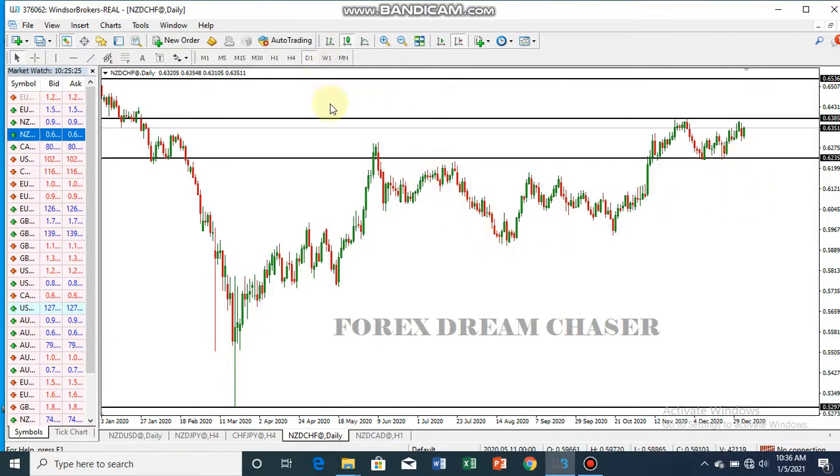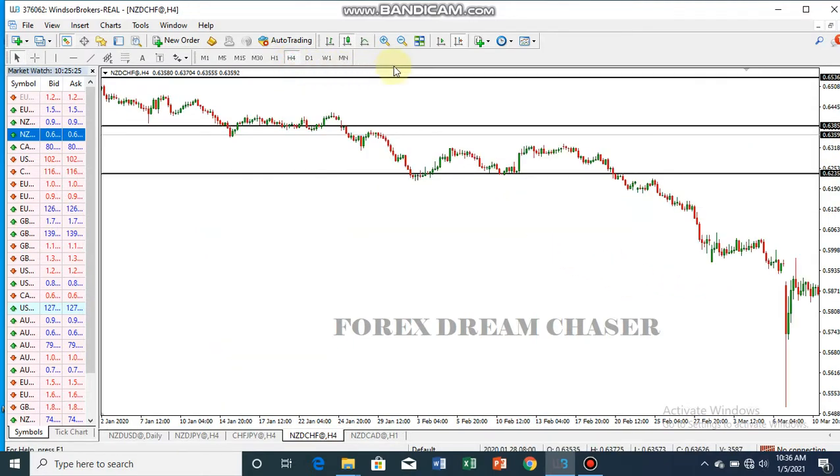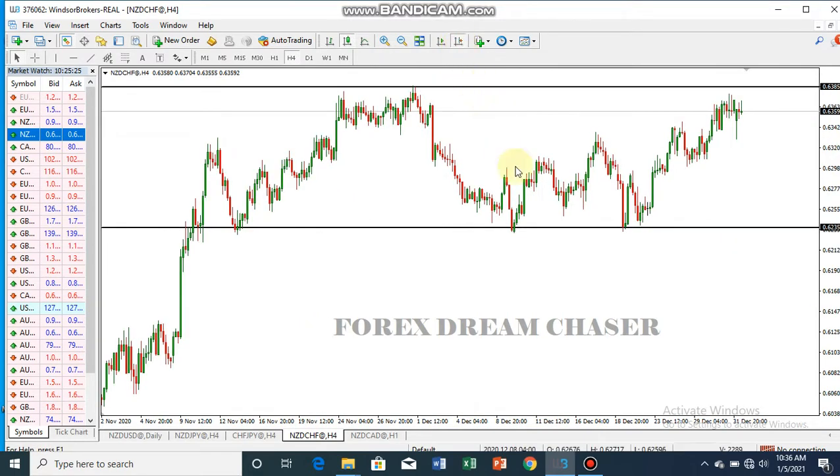Remember guys, I'm analyzing on daily now. What I'm going to do now, I'll go to a smaller time frame, which is going to be H4. Let's see what we have here. Look at this guys, we have something like this, something like this. Now what the price is doing now, it will go back. We have something like this.